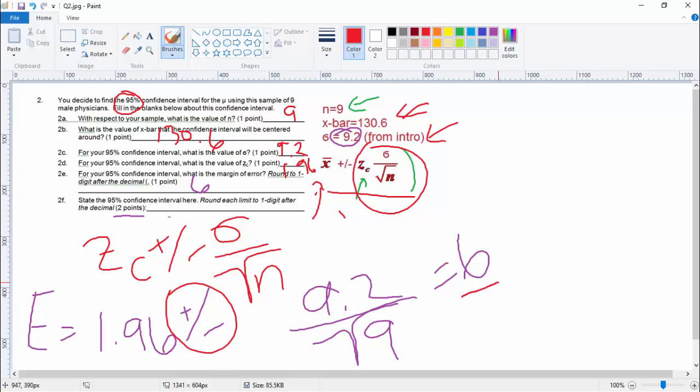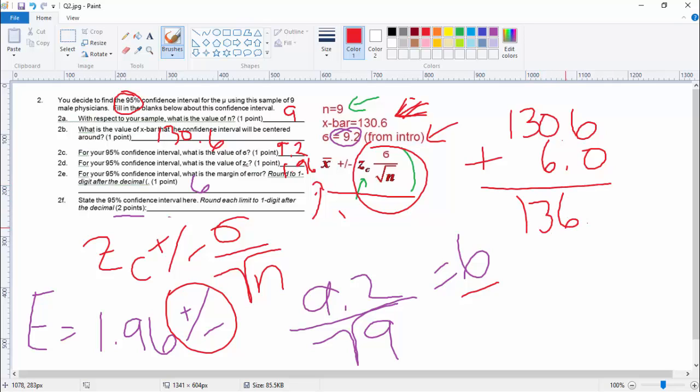Now that we've boiled this down to 6, what do we do? Well, we go back to our x bar, which was 130.6. That's just over here, right? Now to get the upper limit, we're going to do the plus. So we're going to add 6. So we're going to do plus 6. And we're going to get 136.6.